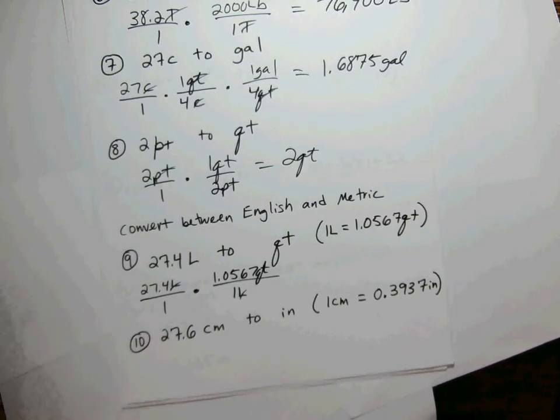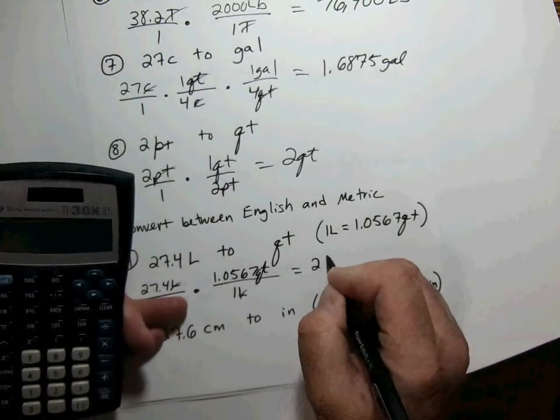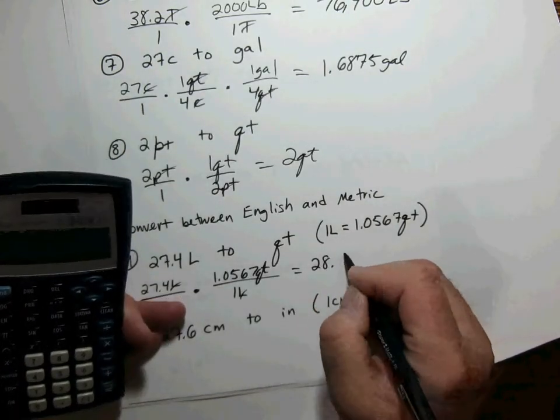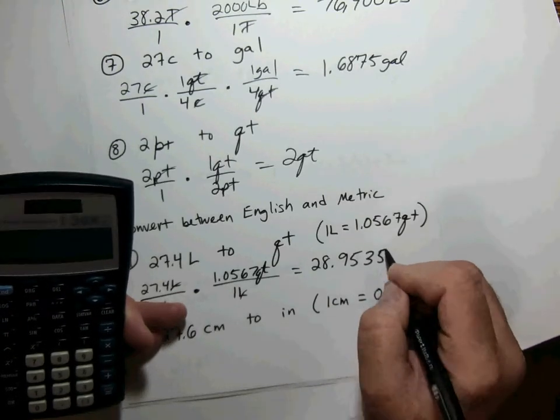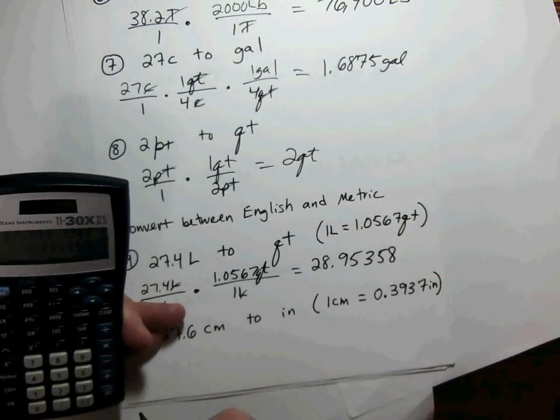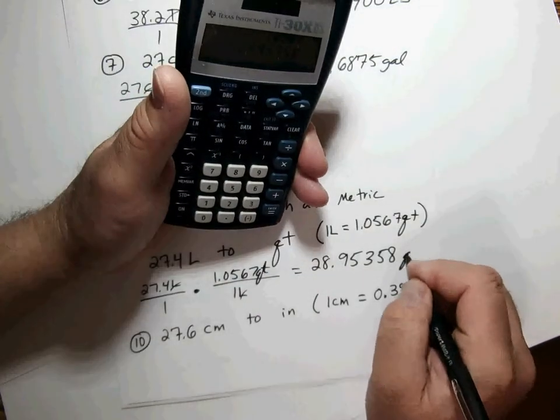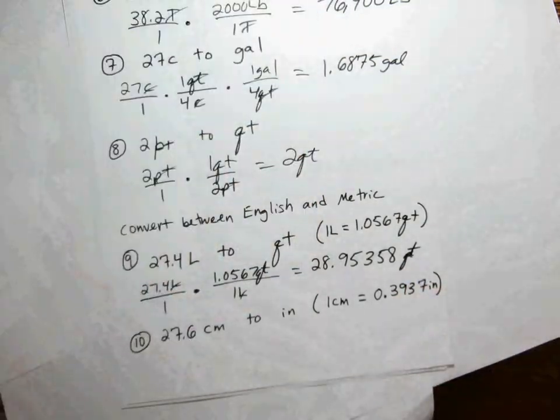27.4 times 1.0567 equals 28.95358, again, we can maybe round that off here, but I'll just leave it. What unit are we talking about? The unit of quarts.